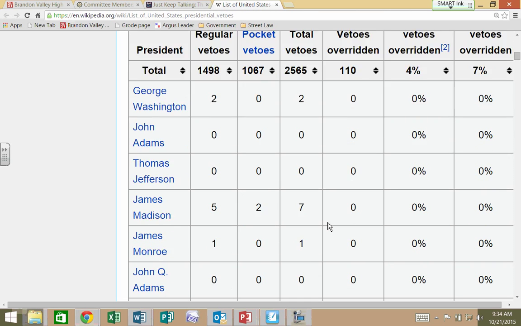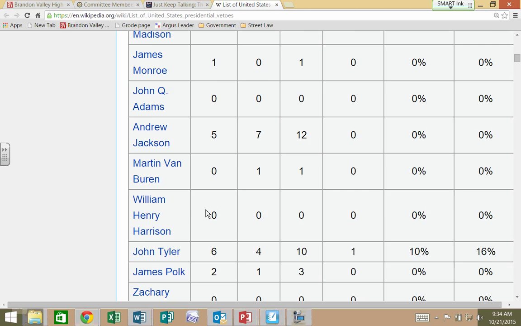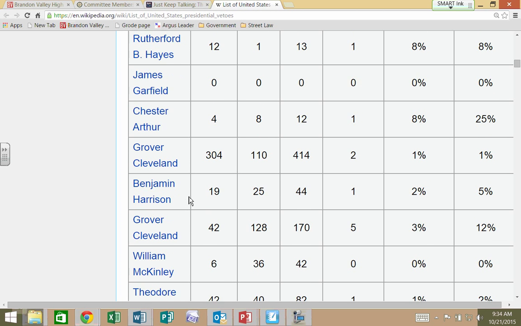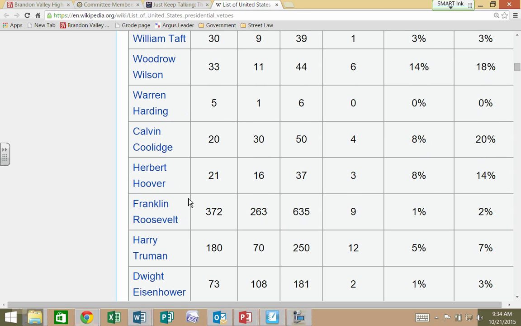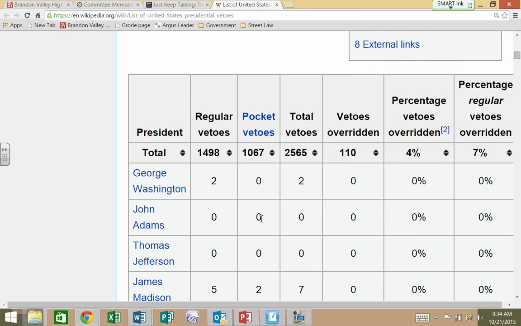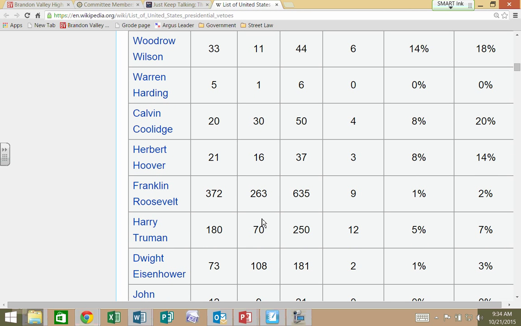And if we look at some of the presidents here, Thomas Jefferson, 0 vetoes. James Madison, 5 vetoes, 0 overridden. The president who has vetoed the most bills in the history of the United States is Franklin Roosevelt. He was president the longest. He vetoed 372 bills. The first line is pocket vetoes. These were regular vetoes, and only 9 of those vetoes were overridden.